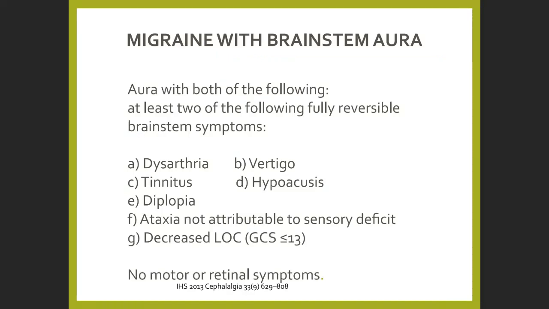Just want to point out a particular migraine type, migraine with brainstem aura, because we see that in a number of adolescents, where the aura may include dysarthria, tinnitus or ringing in the ears, diplopia, double vision, vertigo, dizziness, hypoacusis, sounds seeming more distant than they really are, ataxia, and decreased level of consciousness. But there are no motor or retinal symptoms. So these children tend to present with headache and dizziness, headache and syncope, and they would have one or two other of these brainstem symptoms.